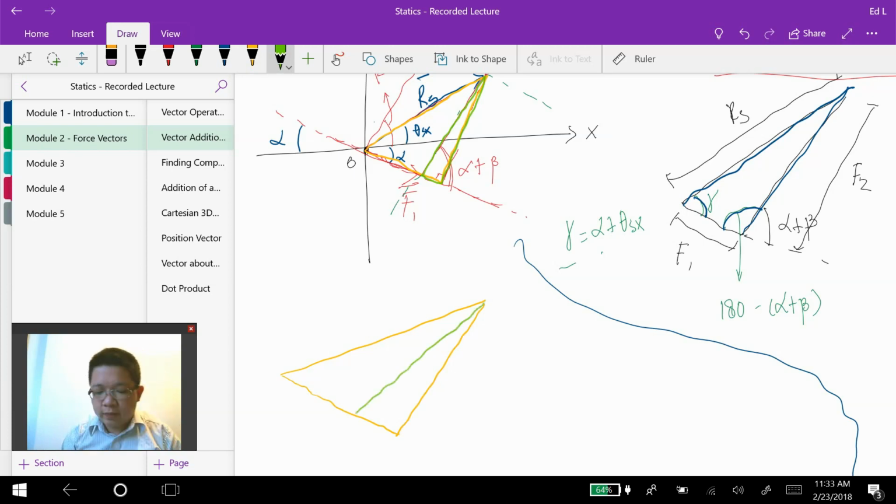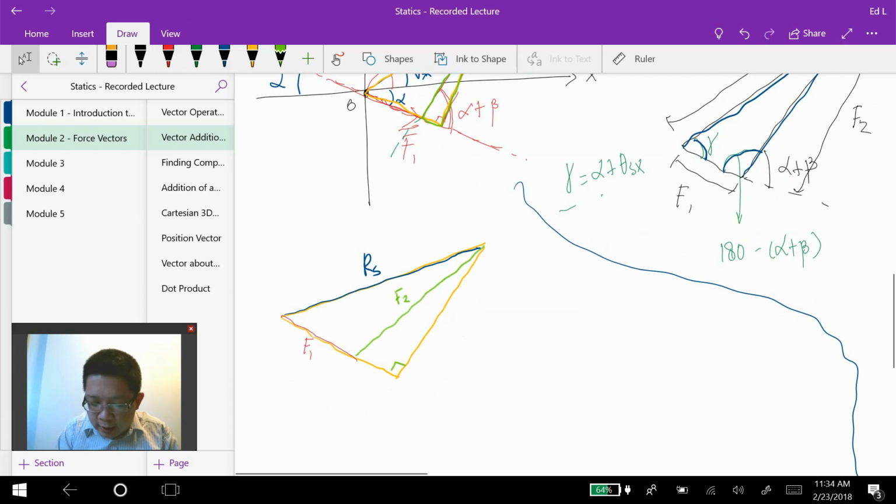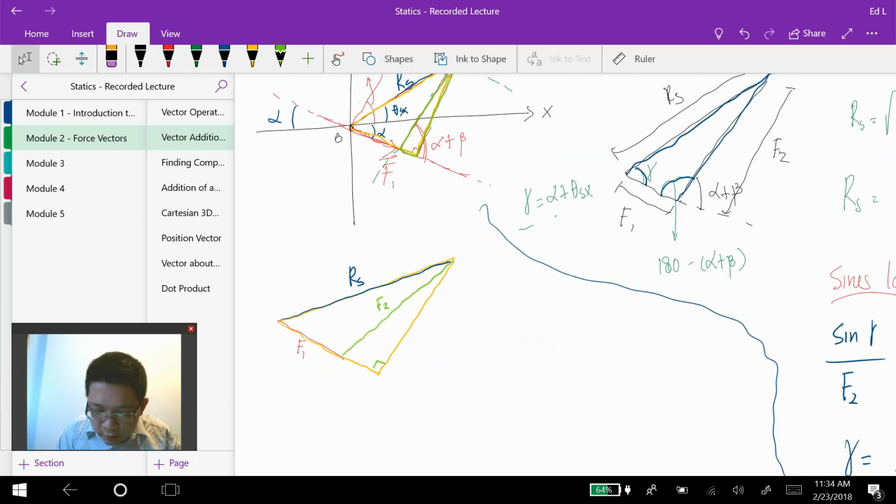There you go. Okay, and this is the right triangle right there, and notice that this length in here is F2, right? And if I can put a red portion right here, this is F1, right? And then this, if I can put a blue portion right there, this is Rs. Yeah, and then let's see what color we can use again. Let's use a dark green color in here.